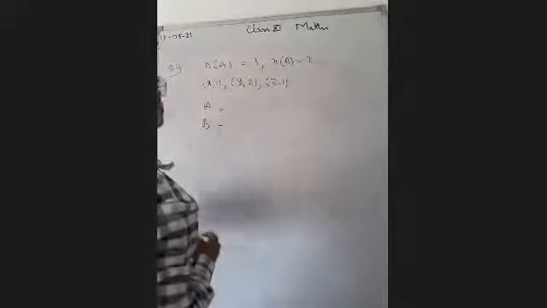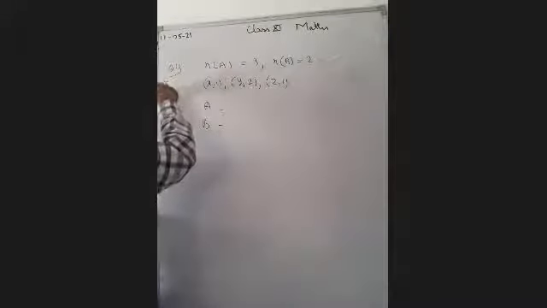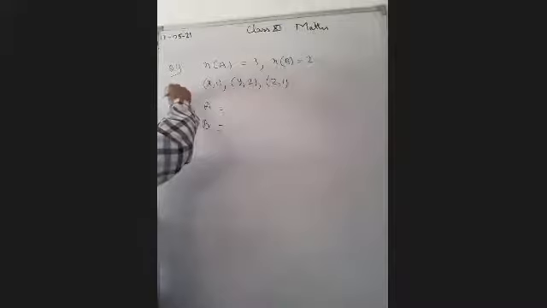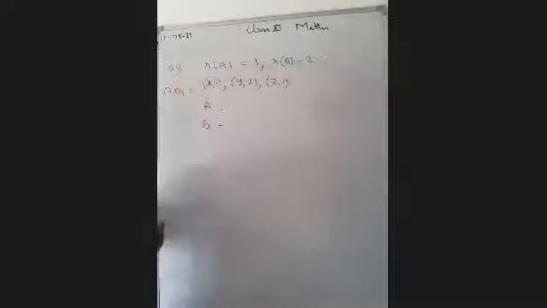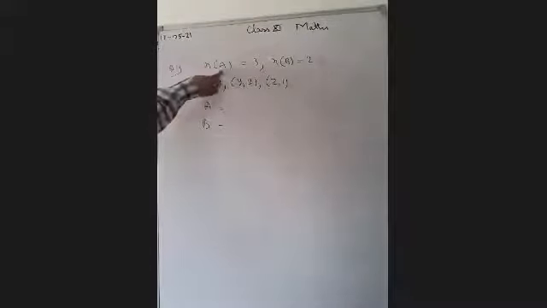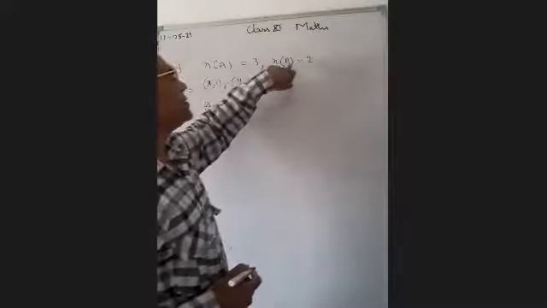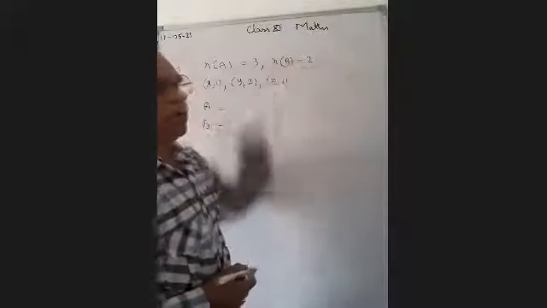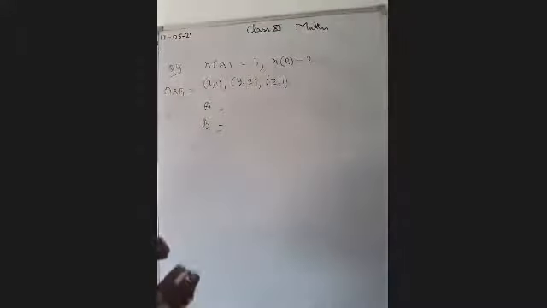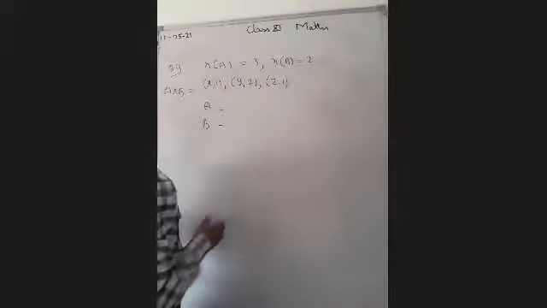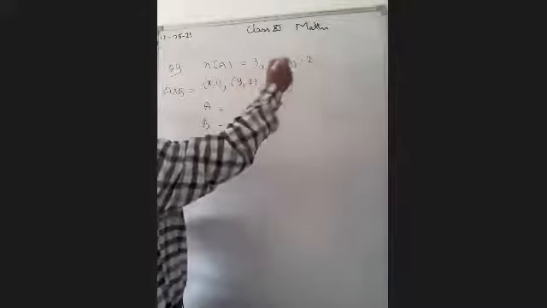So we know that if they have given the elements of A cross B, it means the first element we have to take from set A and the second element from set B. In the first element, that is set A, there are 3 elements they have mentioned. In the second set, that is set B, there are 2 elements. The total number of elements are in set A 3 and set B 2.